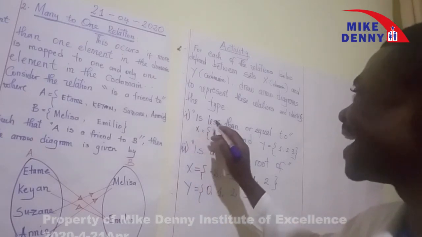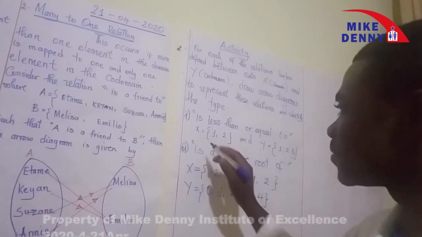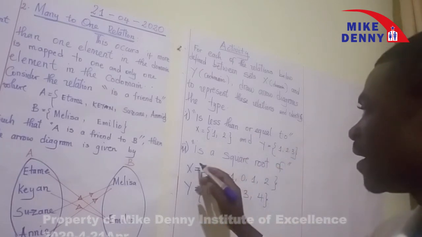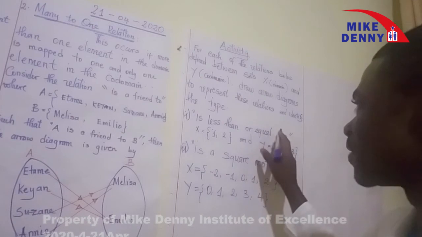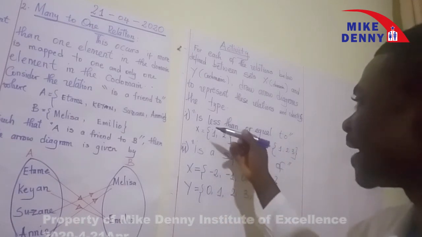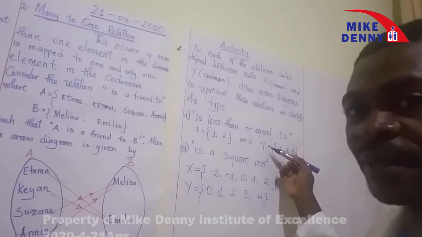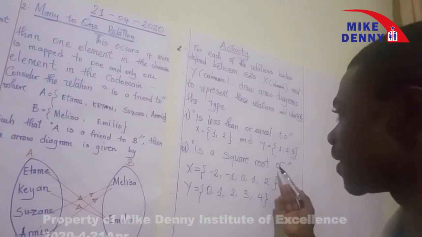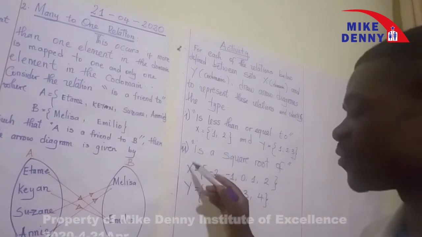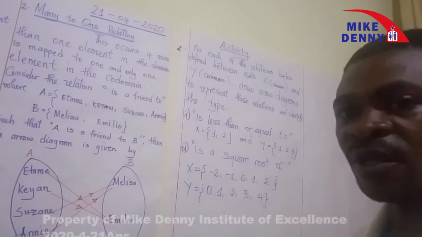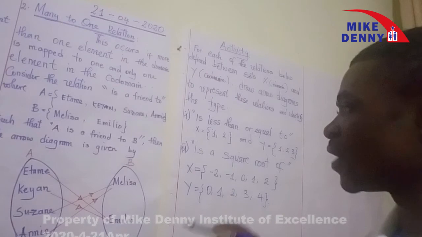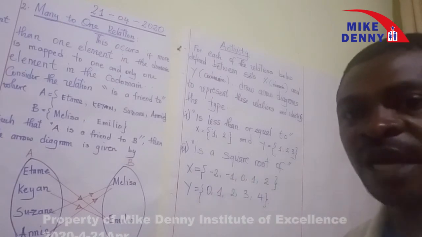The first activity is less than or equal to. So set x here has elements 1, 2, set y has elements 1, 2, 3. Then this way, we need to use the relation is less than and come out with our result. Recall we are told that x is the domain and y is the codomain. Then we go to the next question that says is a square root of. So now x is my domain and y is my codomain. So I'm going to draw the two oval shapes and I link elements from the domain to the codomain based on the relationship given to me. After that, I will now conclude by doing what? Identifying the type of relation.